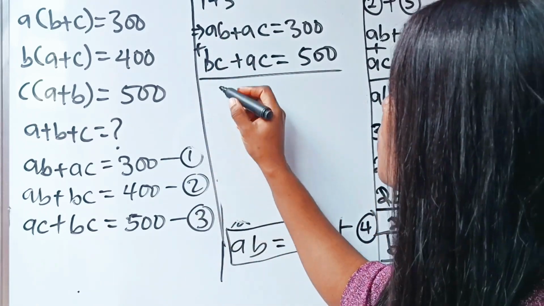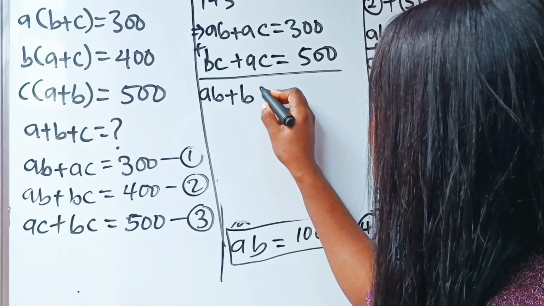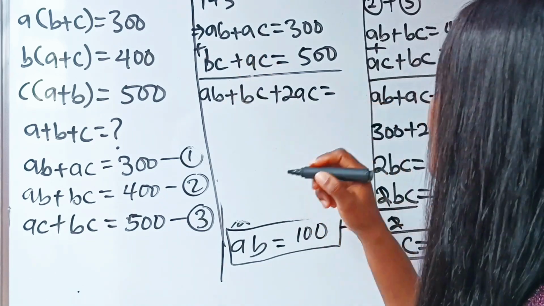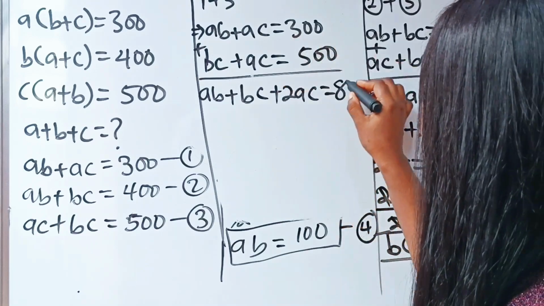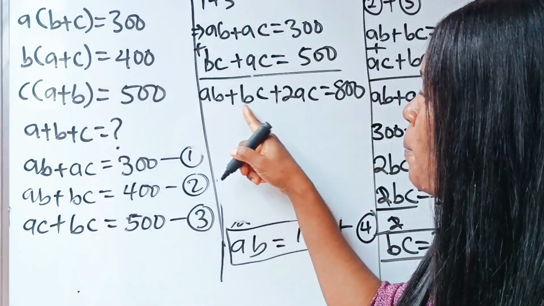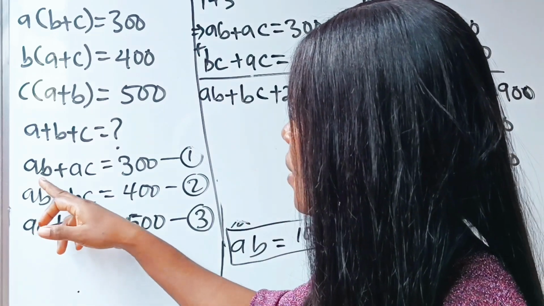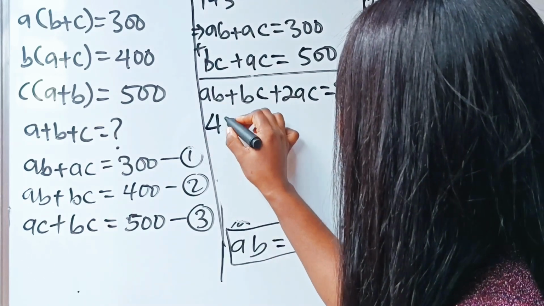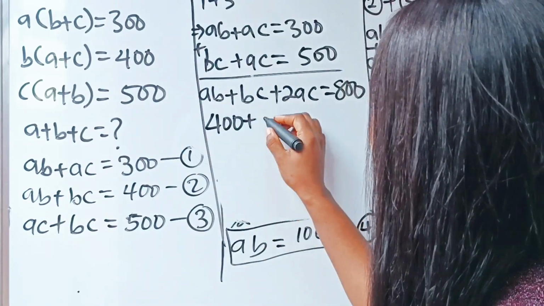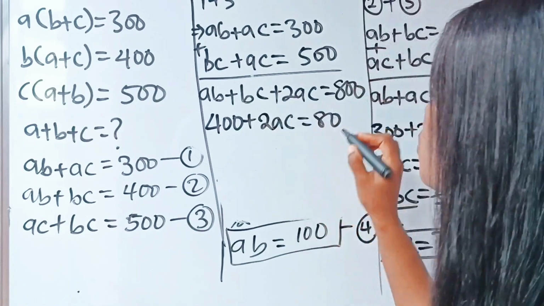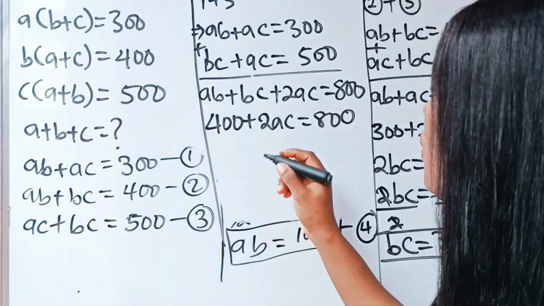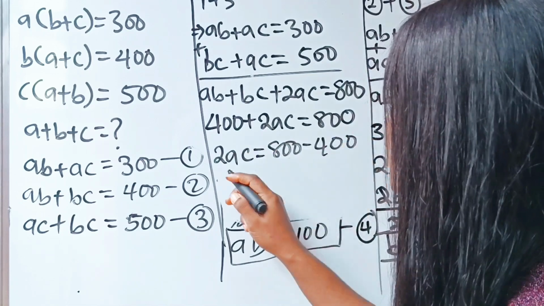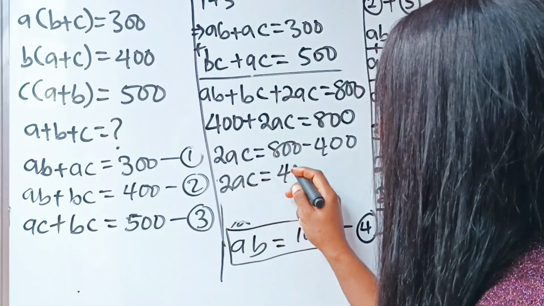Okay, now AB plus what? AB plus BC, now plus 2AC, right? 2AC is equal to 300 plus 500, which is 800. So AB plus BC, let's check, AB plus BC will give us 400. So we have 400 plus 2AC, and 2AC is equal to 800. So we now have that 2AC is equal to 800 minus 400.